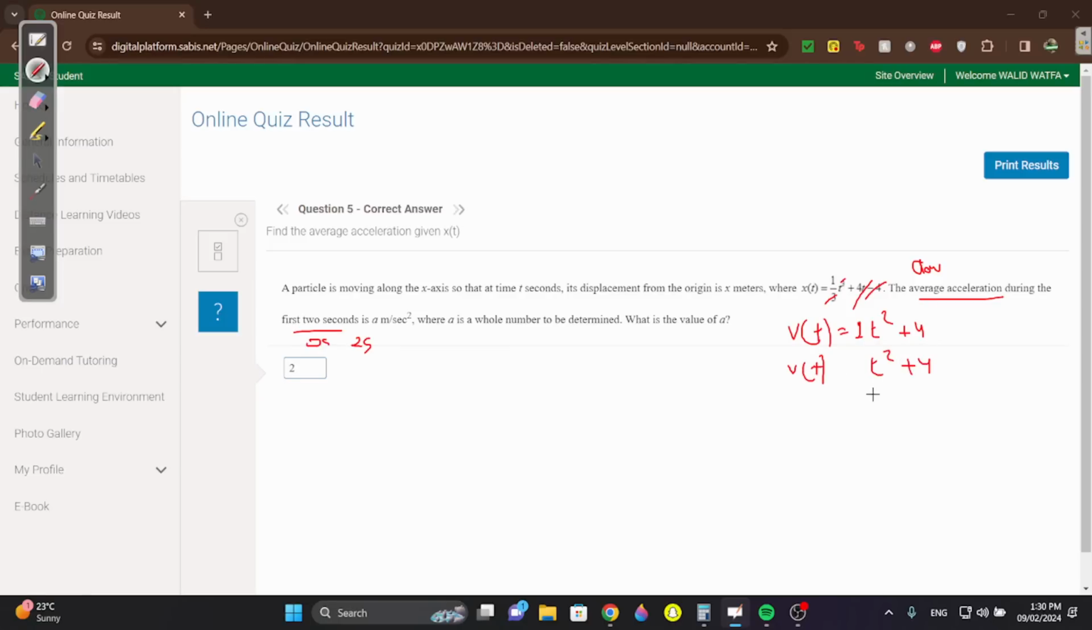Okay, we want it at 0 seconds and 2 seconds. For 0 seconds, it will be 0 squared plus 4. At 2 seconds, it will be 2 squared plus 4. You get 4 and you get 8. Do vf minus vi over tf minus ti. You get 8 minus 4 over 2, because 2 minus 0 is 2. You get 4 over 2, which is 2. Okay.